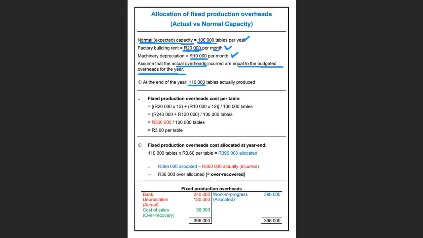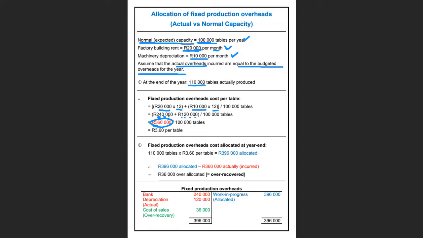So we've got 20,000 rental times 12. Why 12? Because there's 12 months in the year. Then we've got 10,000 depreciation, again times 12 for the same reason. That's going to give us 240,000 plus 120,000. So our total overhead is going to be 360,000. You know how we got the 360? We added the 240 and the 120 up and we got 360.